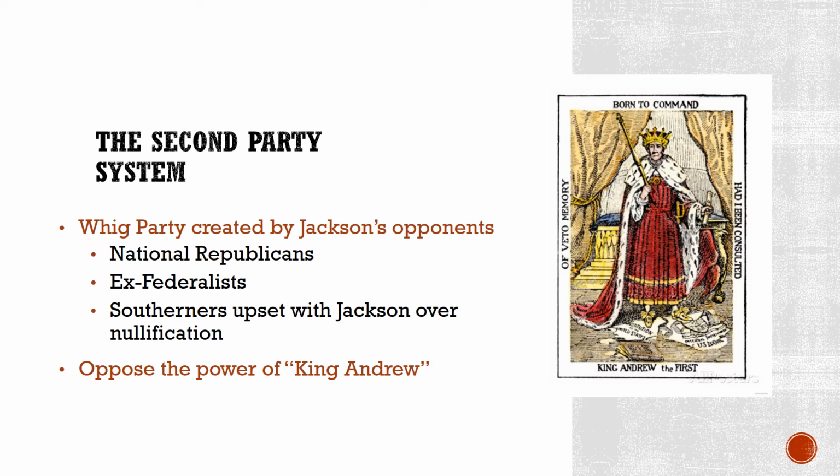Second, we have ex-Federalists. So if we think about New England, we think about guys like Daniel Webster. Those people still hold similar beliefs, but their party doesn't exist anymore. So those people are going to move into the Whig Party. And then finally, we have a group of Southerners who are upset with Andrew Jackson over the issue of nullification. So remember that Andrew Jackson opposes nullification, and so these Southerners are angry with him because of that.